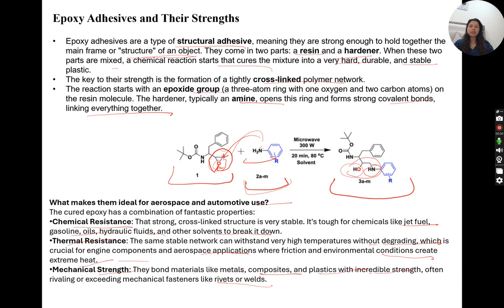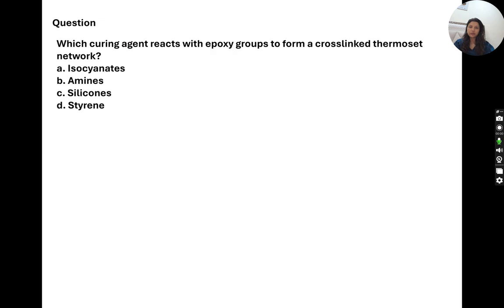And I hope the concept of epoxy and the strength are clear, so we can move forward with questions on these topics. So the first question is, which curing agents react with the epoxy group to form cross-linked thermoset networks? It's a very simple question because we just read about this.